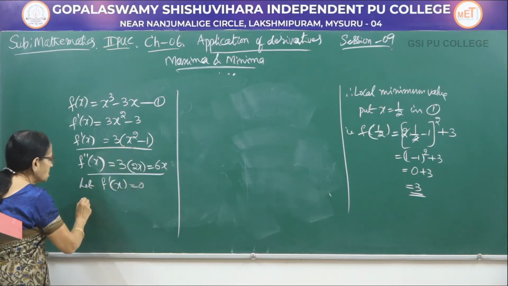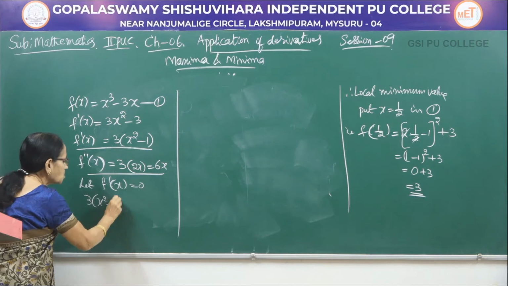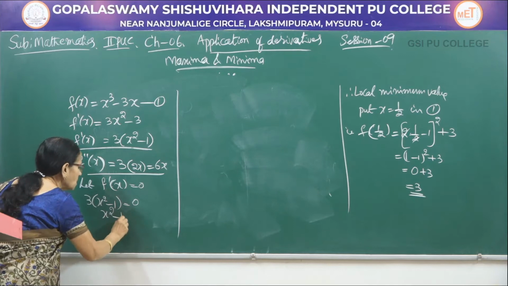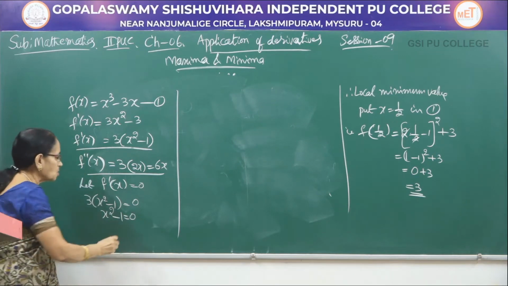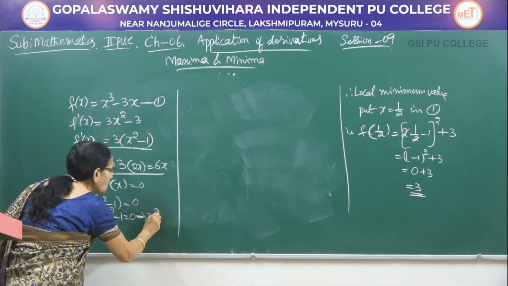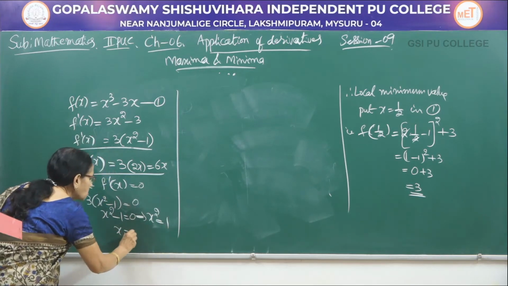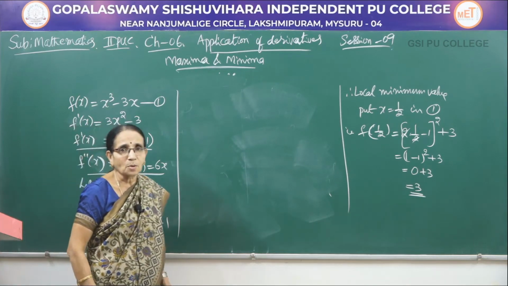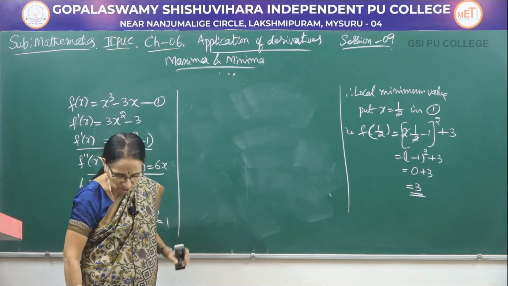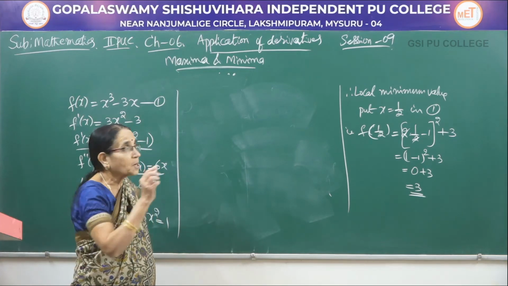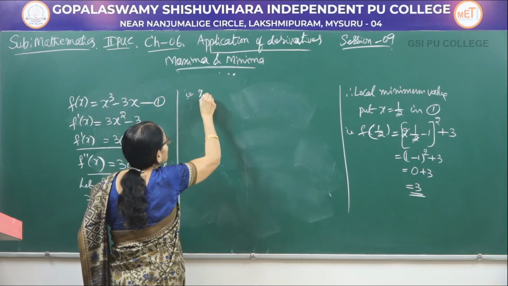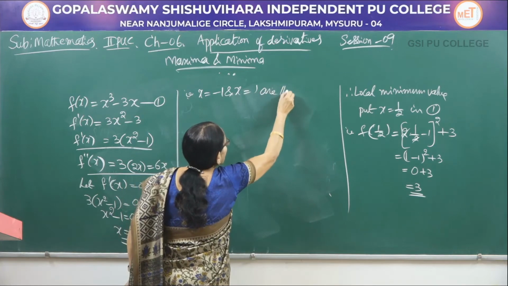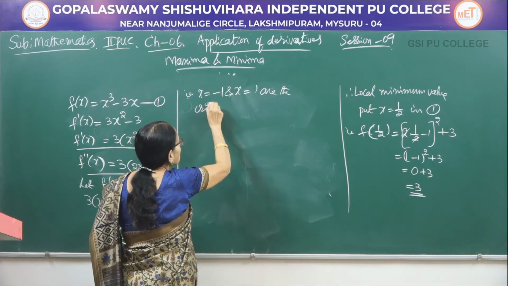What is f dash x? That is 3 into x square minus 1 equal to 0. 3 cannot be equal to 0. That is x square minus 1 equal to 0. That implies x square equal to 1. Therefore, x is equal to plus or minus 1. So here we got 2 values. Already I told you, if the given function, polynomial function is of third degree, you will be getting 2 values. That is, you write x is equal to minus 1 and x is equal to plus 1 are the critical points.